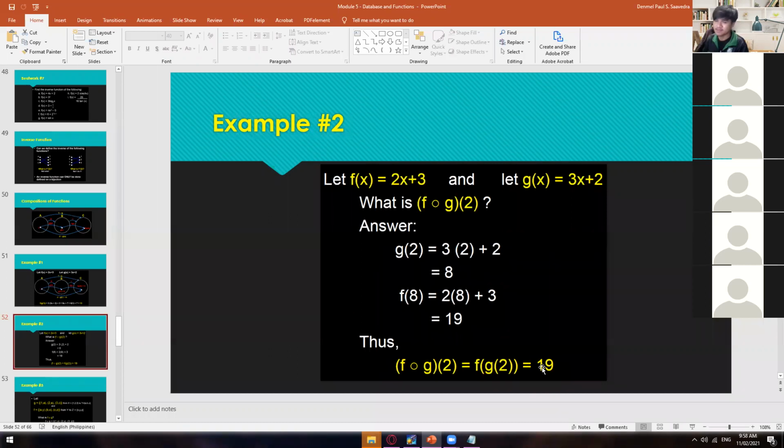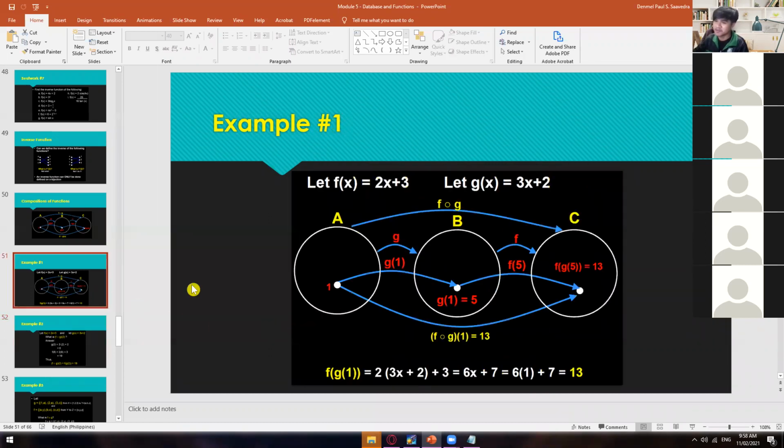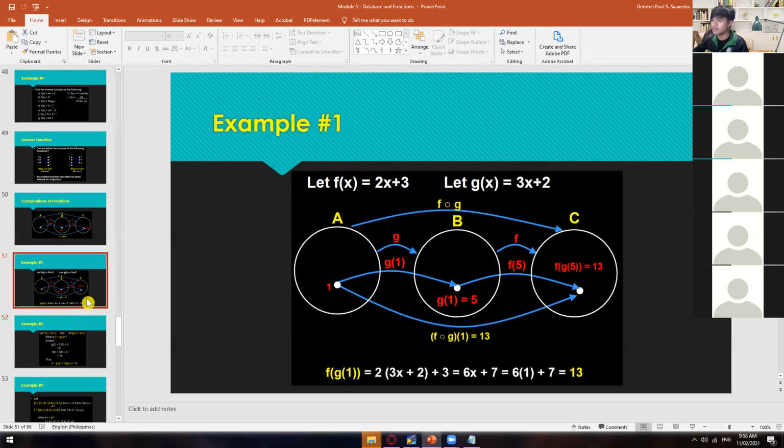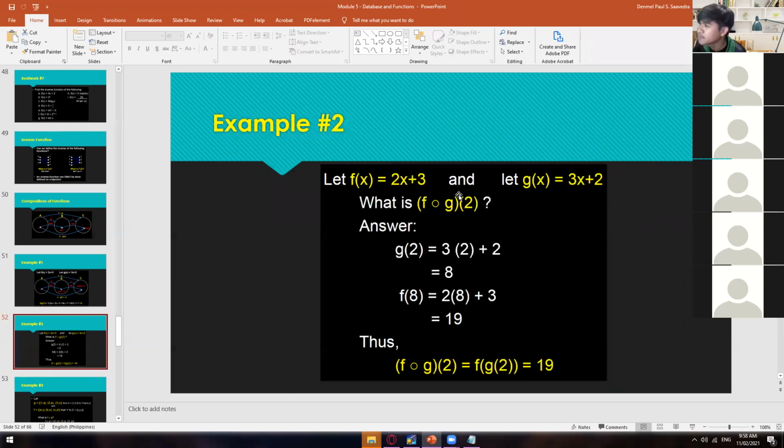Sir, is this the same as the one earlier? No. This one is f of g of 1 before, and this one now is f of g of 2. Can we use the one in example 2, sir? No, that depends on the function that is given to you, and on the formula given to your first function and the formula of your second function. Okay? But basically, the same concept, the same way of solving things, just a different expression.